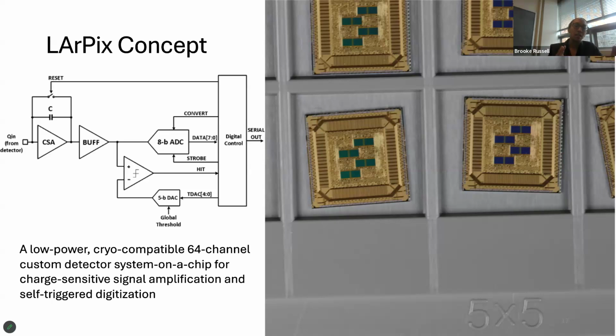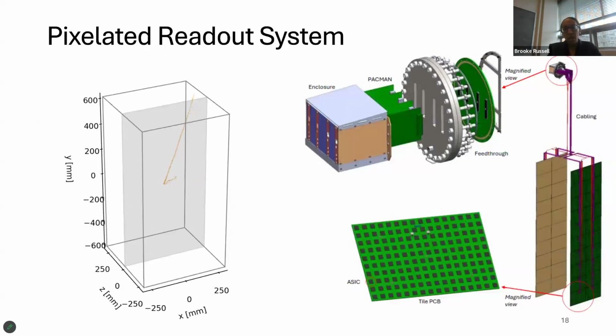But that's the basic idea on how we pixelize these large anode areas. And the key is to do it with low power dissipation, to do it at cryogenic temperatures, given that these sensors are in liquid argon, and to digitally multiplex thousands, tens of thousands, millions of channels out of our detector. And that's what we've done.